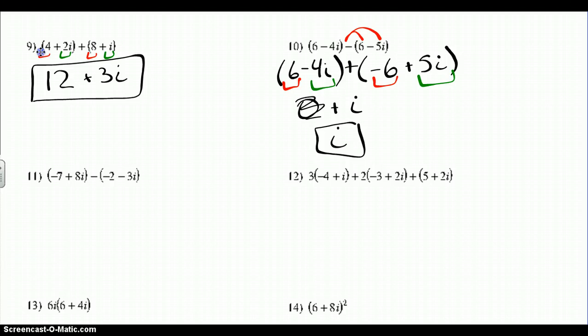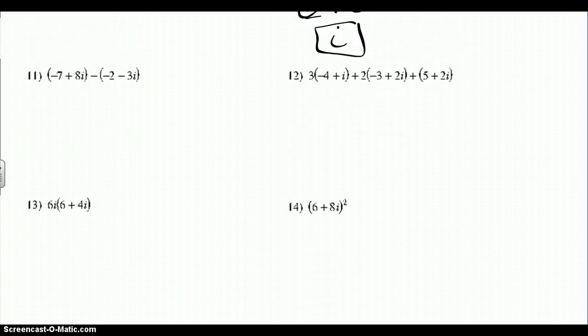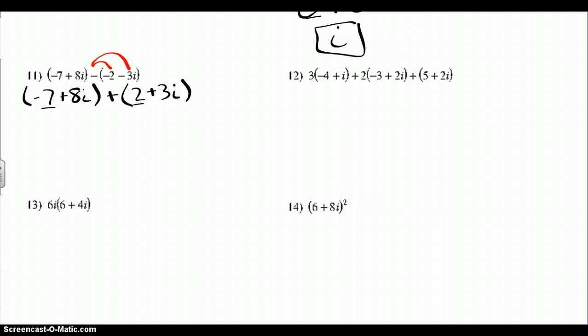Okay, two quick problems. Down to number 11. Same idea. Let's distribute that negative. If I distribute my -1, I'm going to keep the first one the same, -7 plus 8i. It's addition now, and it's going to make a positive 2 plus 3i. Combine the reals. -7 plus 2 gives me -5. And 8i plus 3i gives me 11i.